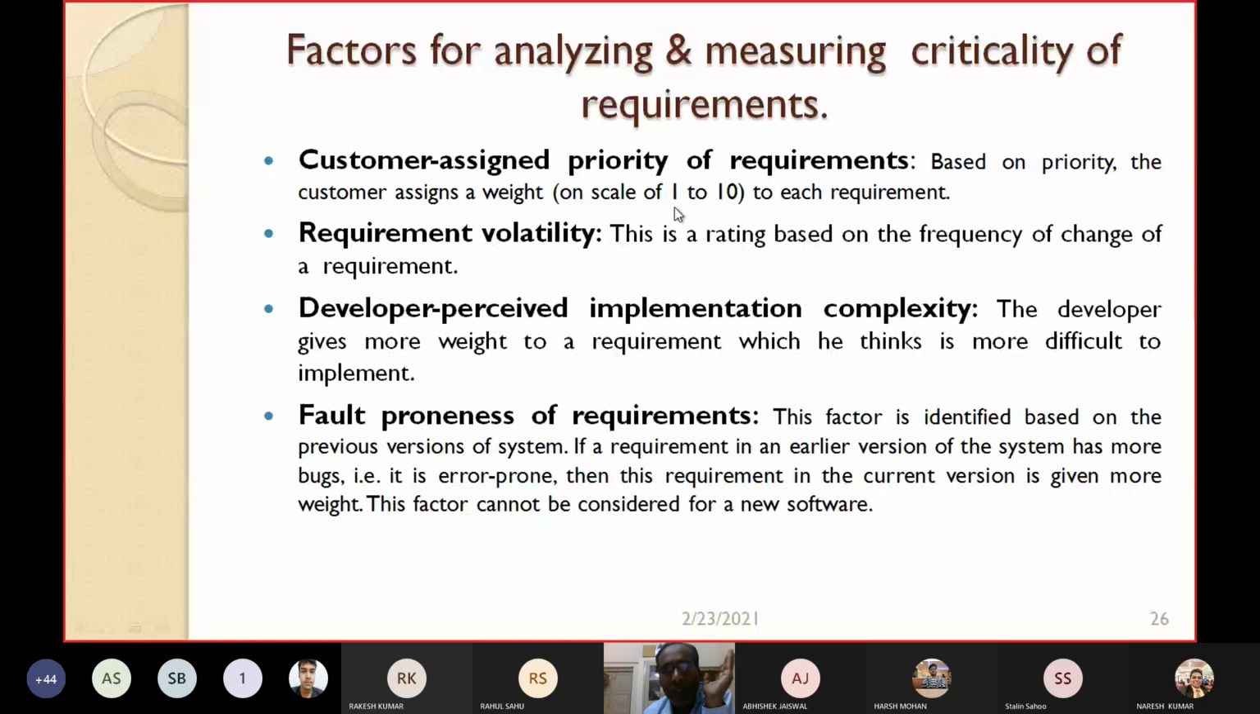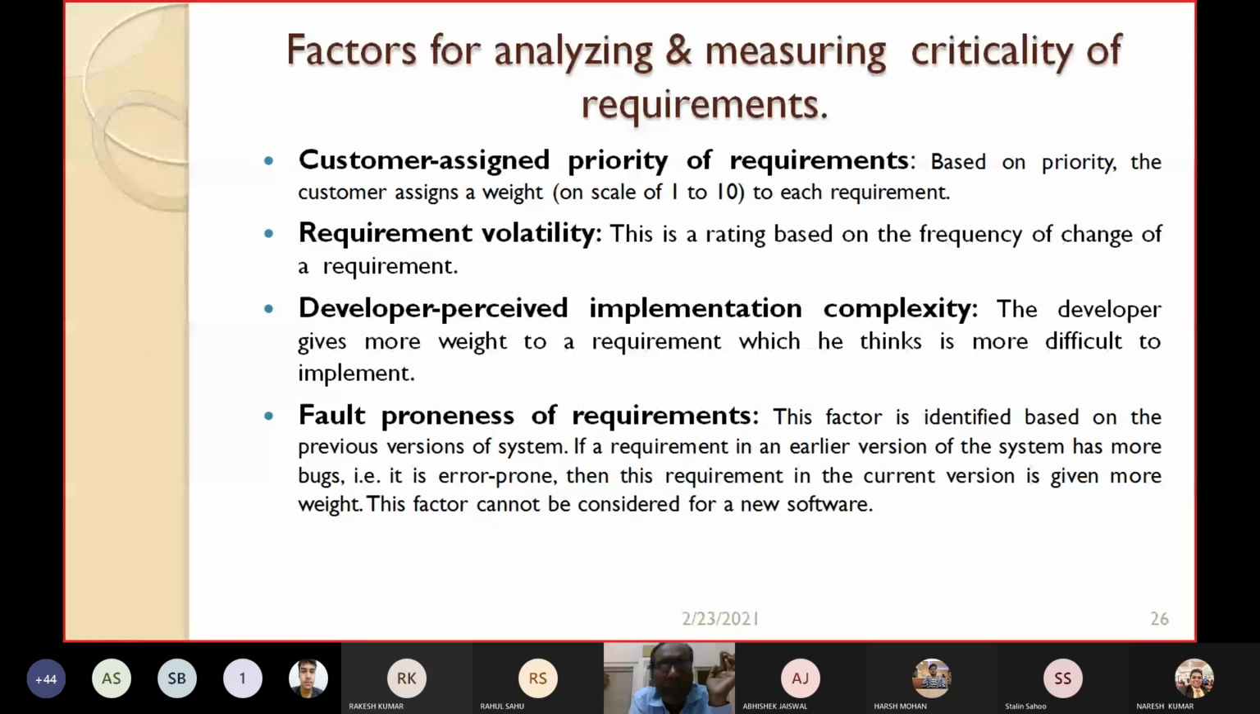So requirement volatility is a rating based on the frequency of changes of a requirement. How frequently you are changing your requirement; that means it is highly volatile. If you are frequently making changes, you give high priority, otherwise you give low priority. So requirement volatility is the rating, the priority, based on the frequency of change of a requirement.